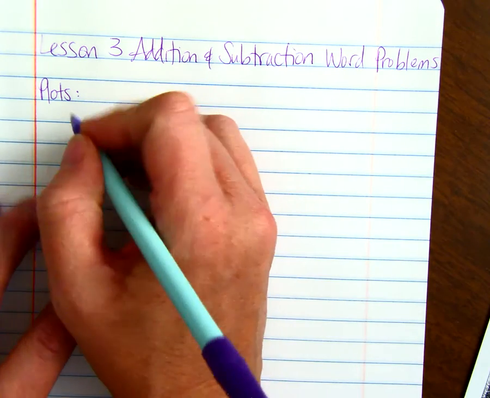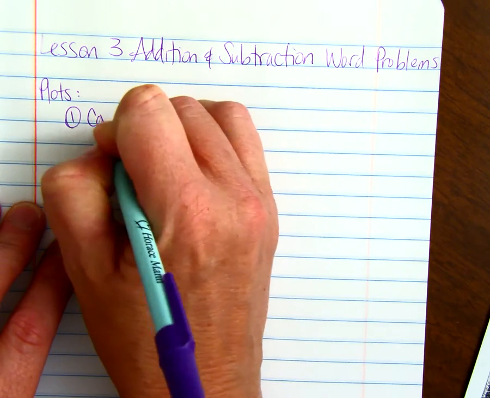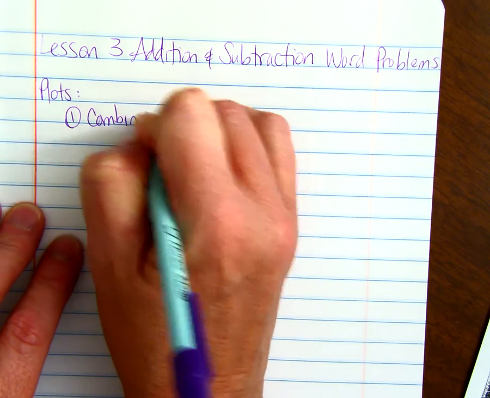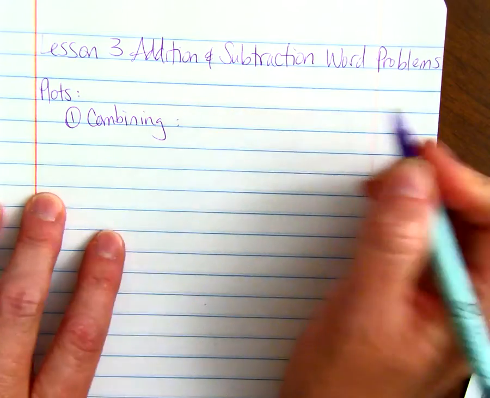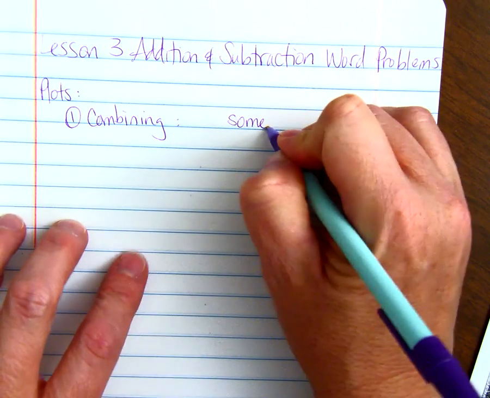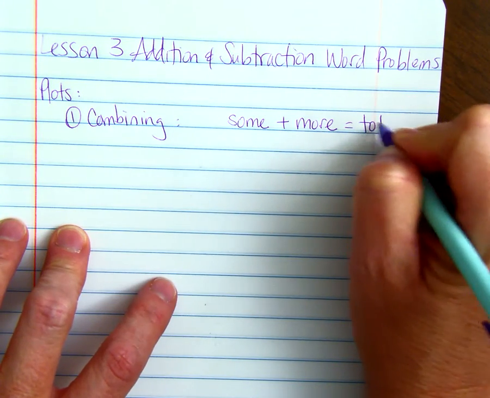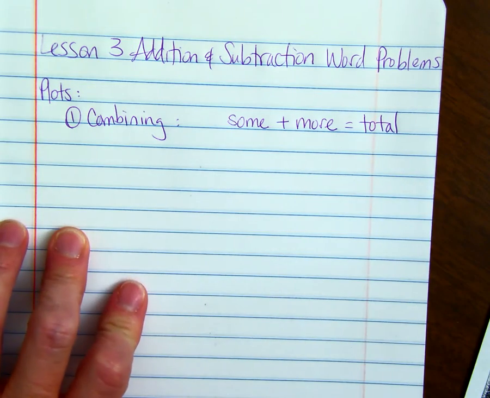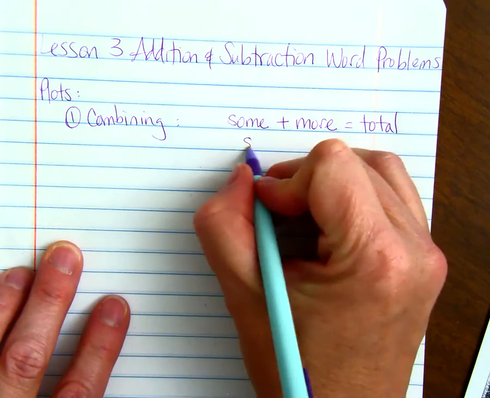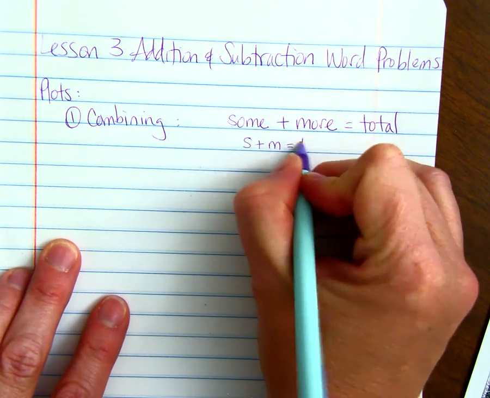The first one is called combining. Combining just means that you have some, then you get some more, and you have a total. Sometimes we write this as S plus M equals T.